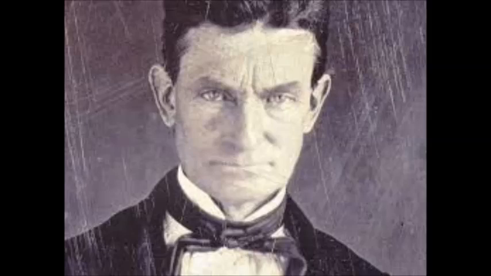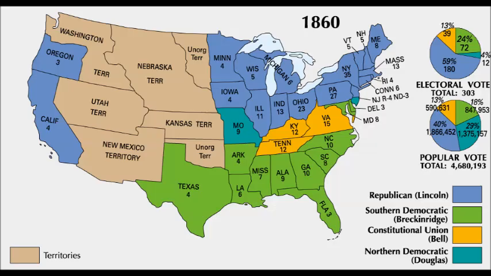The South was furious that Brown had obtained financing and support from Northerners, so many in the South considered Brown's action an attack on the South by the North. Seventh, the election of Abraham Lincoln in 1860. Although Lincoln said that he would not interfere with slavery where it existed, the South did not believe him.